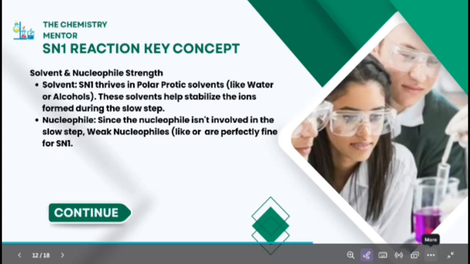Think of it like this. Step 1. The leaving group leaves and the carbocation sits on a comfy chair supported by the solvent. Step 2. The nucleophile comes in and forms the final product.